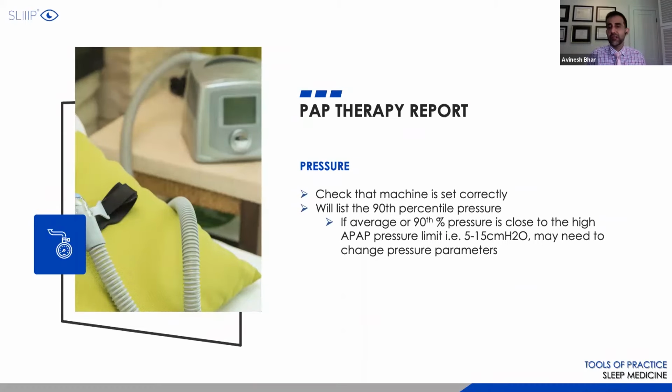Pressure settings. Check if the machine is set correctly. If you ordered 4 to 20, it should be set to 4 to 20 on the machine itself, and I'll show you that in a little bit. And you want to check what the 90th or 95th percentile pressure is. So mainly within which range, or up to what pressure, is the patient remaining.